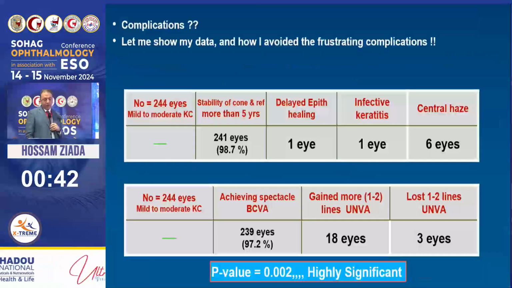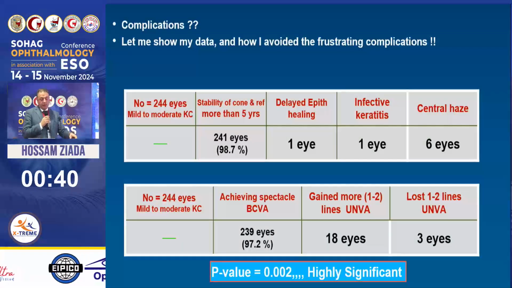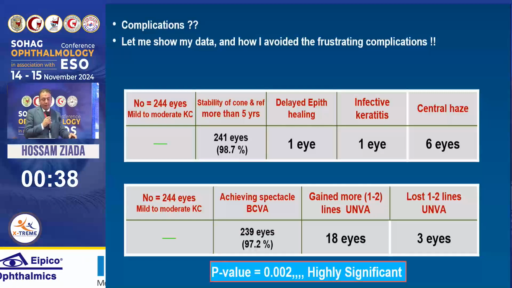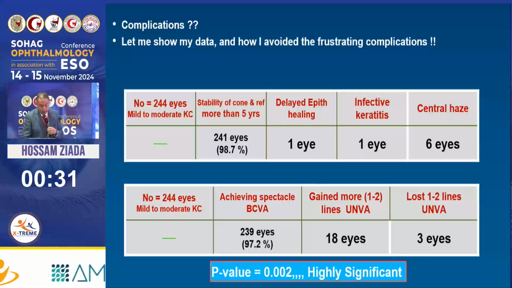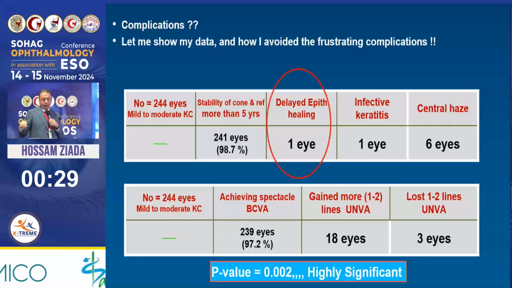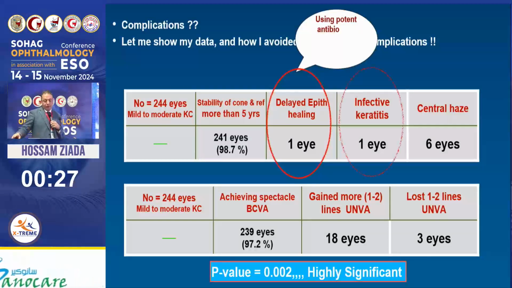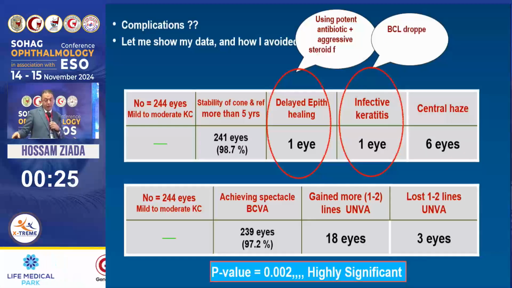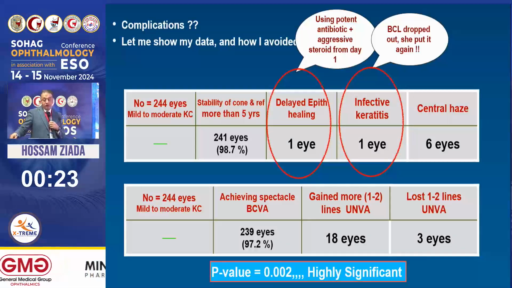Then what about complications? Number of cases, 244. Stability of the cone was in 98% of patients. Delayed epithelial healing was just one eye. Infective keratitis, just one eye as well. But this patient lost the bandage contact lens and put it in again with contamination of the contact lens, and she had a fungal keratitis.